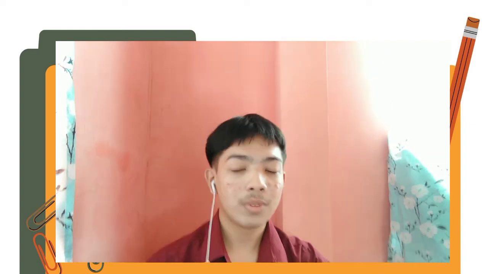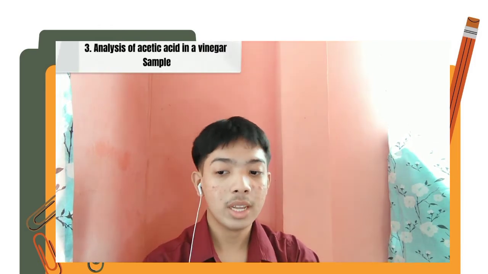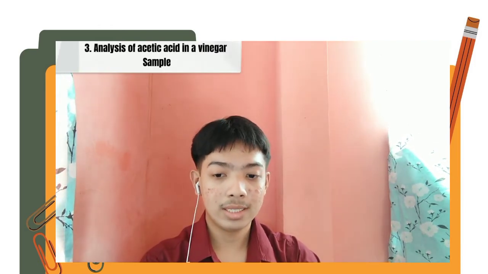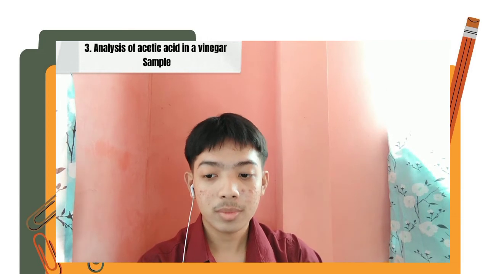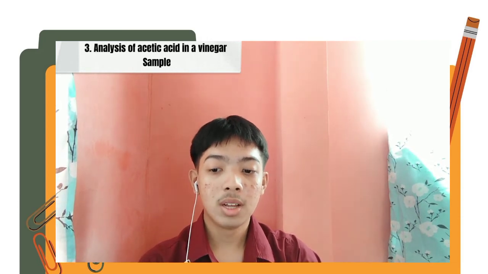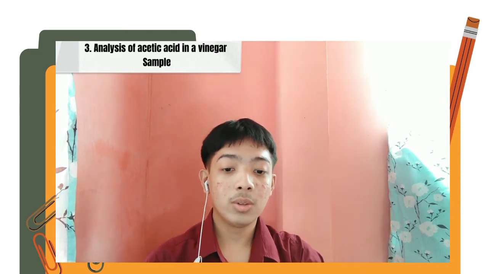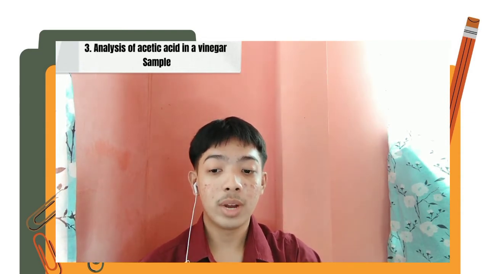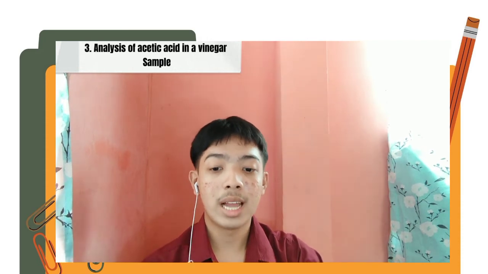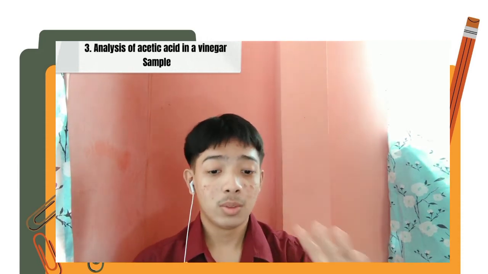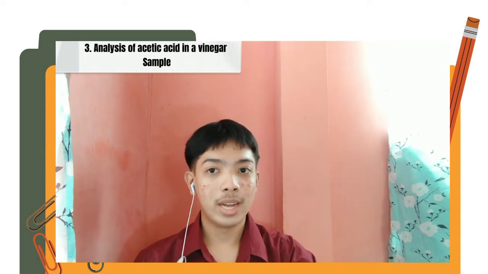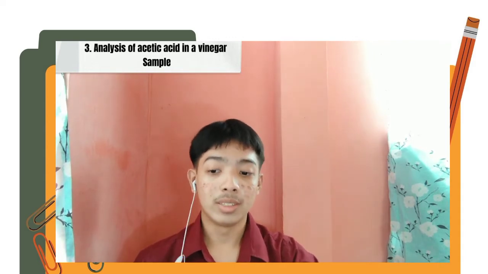So, the next step, magpupusin naman tayo sa ating mga samples. So, sa step 3 and 4, vinegar and soft drink samples. For the third step, it is the analysis of acetic acid in a vinegar sample. So, we need to pipette 1 ml of white vinegar into a clean Erlenmeyer flask and then dilute with approximately 50 ml of distilled water and then add 3 drops of phenolphthalein indicator. Swirl to mix and then titrate with the standard sodium hydroxide until the endpoint is reached.